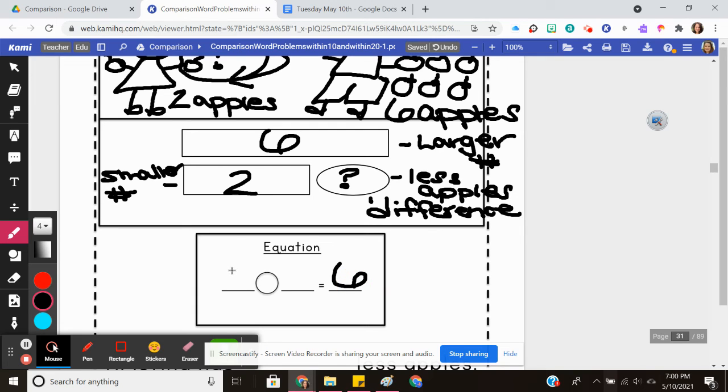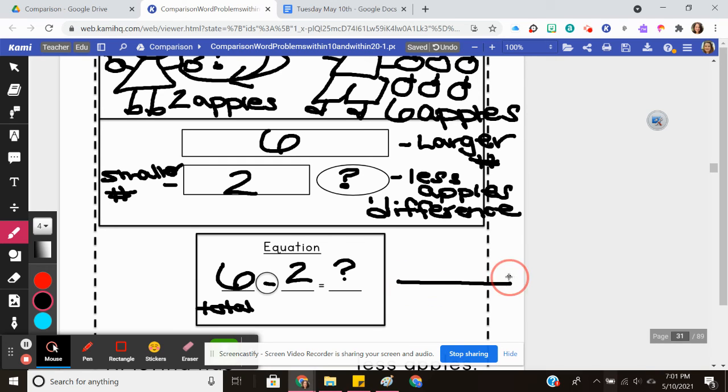And then I can go to, well, nope, that doesn't work. If I want to subtract, subtraction always has my total in the beginning, right? So if I'm subtracting, I know that my total is here in the beginning. So 6 subtract my smaller number is going to give me my difference. So now I can go ahead and solve that.